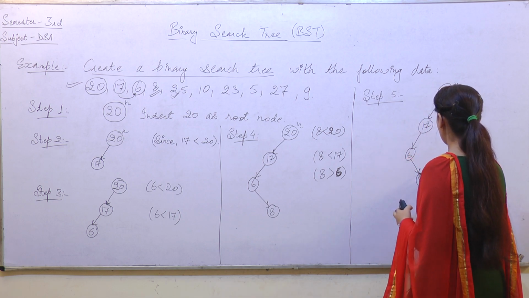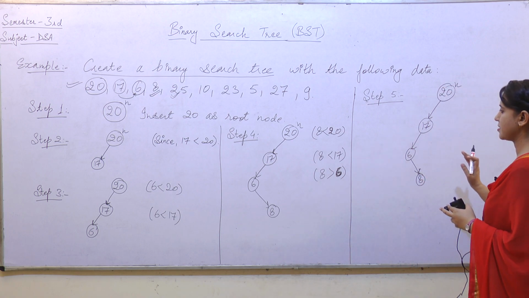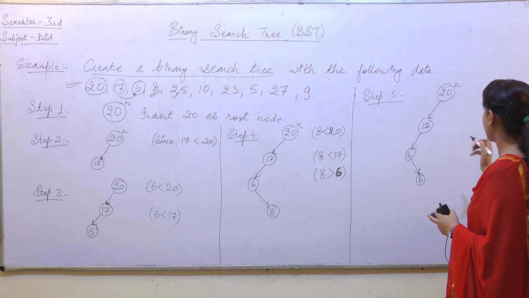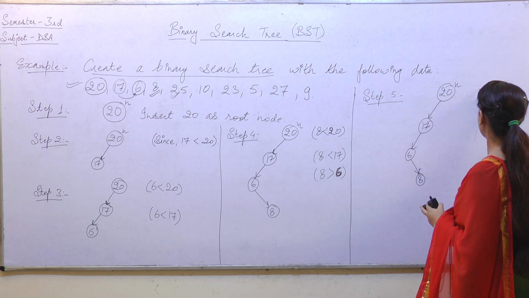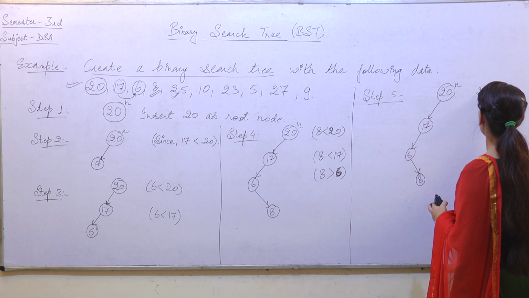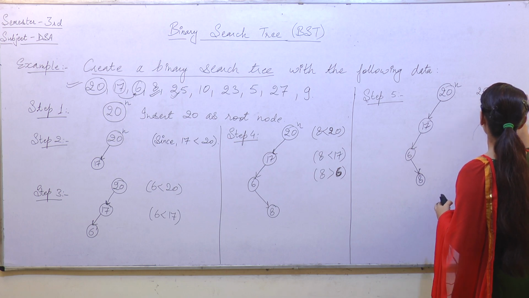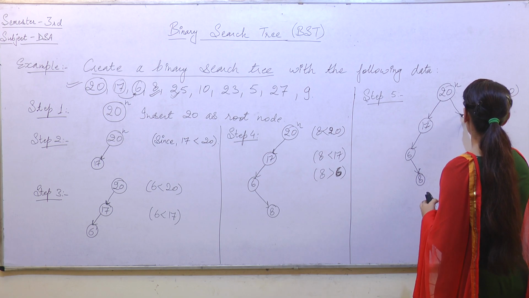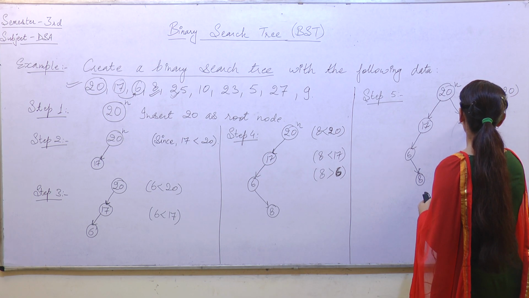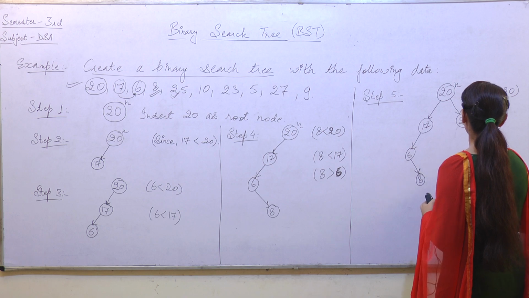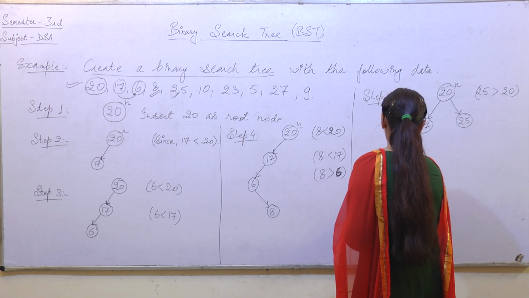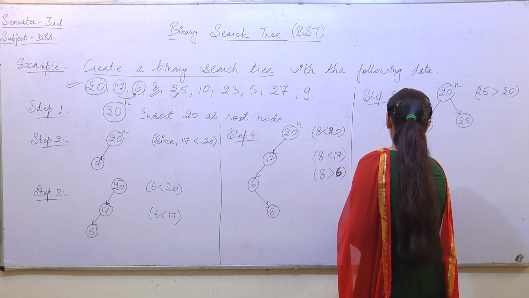Okay, till now we have created this binary search tree. Now here comes the next element. We will compare this 25 with 20. So 25 is greater than 20, so we will insert 25 on the right side of our root node. Okay, so 25 will be inserted on the right side of our root node.